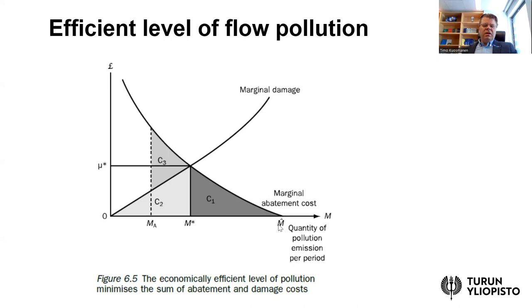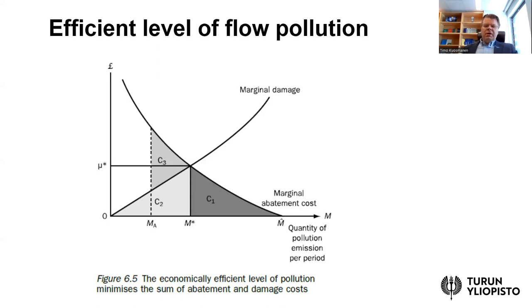Another way of thinking about this marginal benefit curve is that it is the marginal abatement cost, because if the firm is decreasing the emissions, there is an opportunity cost, because it needs to either downsize the production level or invest in some kind of abatement measures, new technology or cleaner fuels. Therefore, we can also think about this marginal benefit curve as the marginal abatement cost curve.